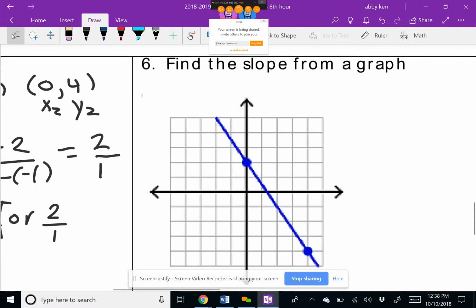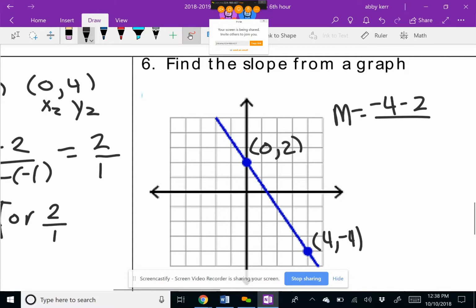For number 6, if I give you the ordered pairs, please just use those, because the other ones may not be exactly at the intersection. You know for sure that these are. Once again, be careful. This is 0, 2. Don't flip those. And that's 4, -4. So then we have m equals -4 minus 2, and then 4 minus 0.